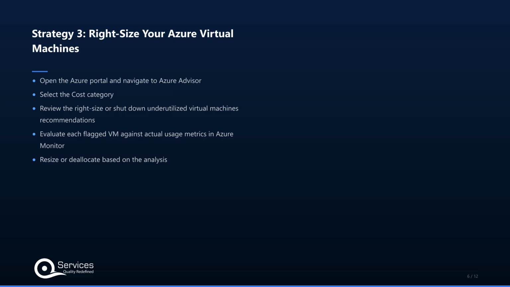Open the Azure portal and navigate to Azure Advisor. Select the cost category. Review the right size or shut down underutilized virtual machines recommendations. Evaluate each flagged VM against actual usage metrics in Azure Monitor. Resize or deallocate based on the analysis.